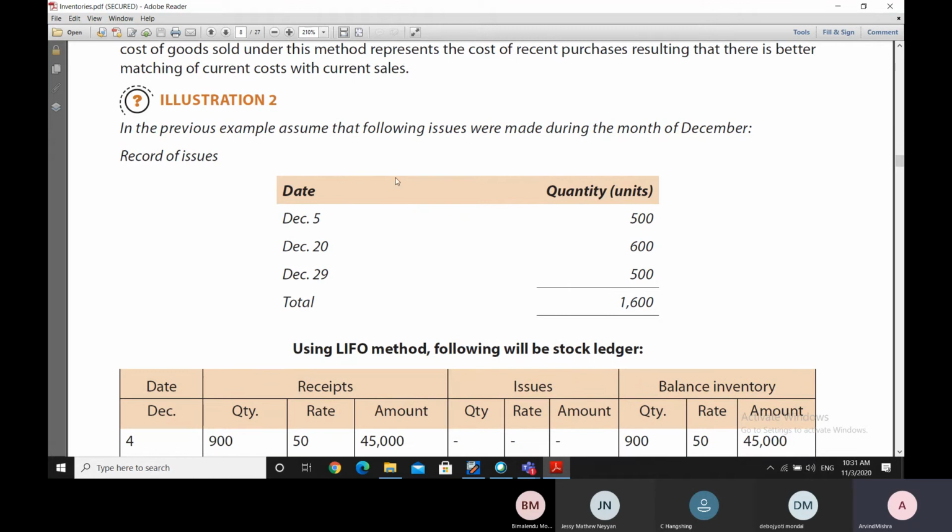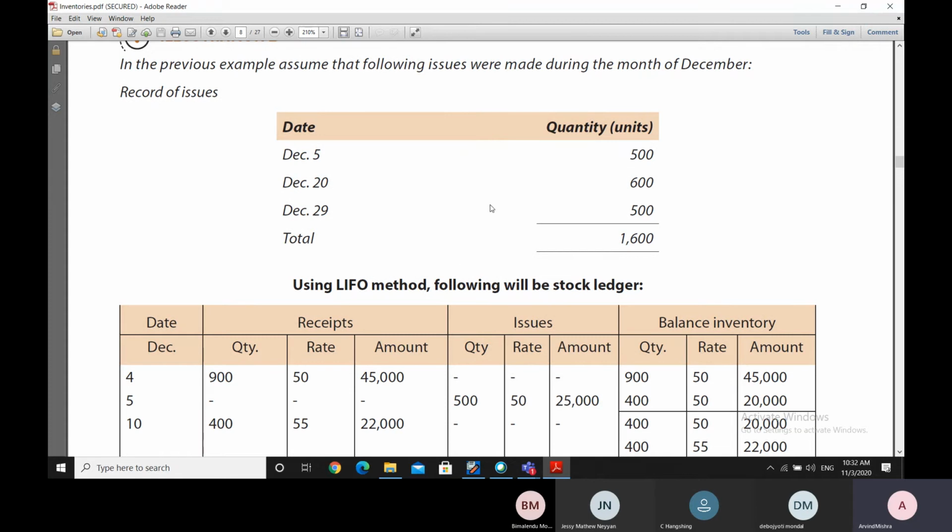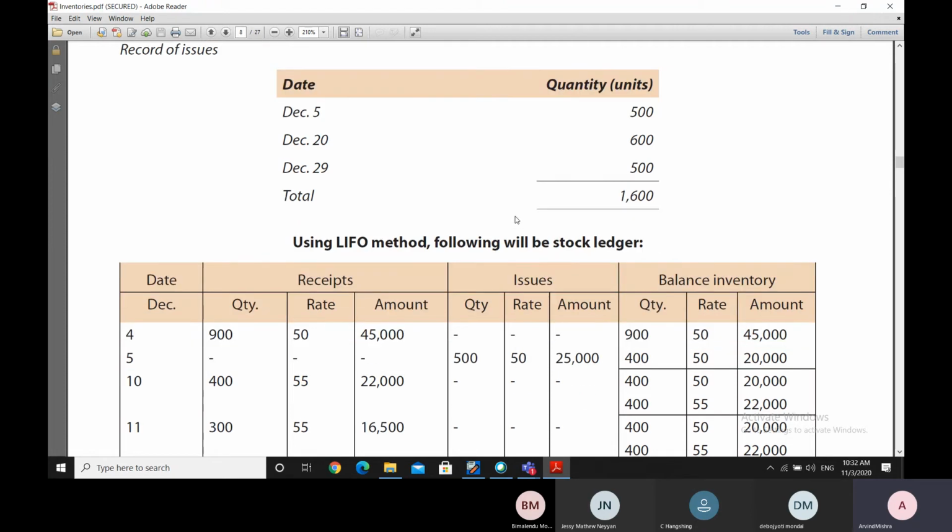Now let us say in the previous example, we assume that the following issues were made during the month of December. So we are just changing the issue part. Let's say on December 5, 500 units were issued. On December 20, 600 were issued. On December 29, 500 units were issued. So total issue is 1,600. So out of total 2,600 purchase, 1,600 has been issued at these dates.